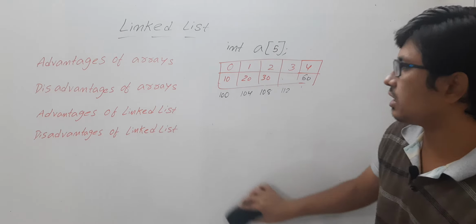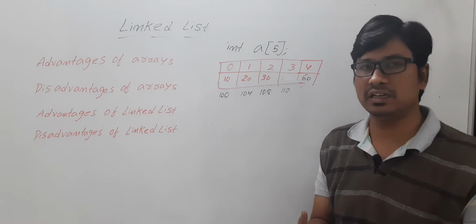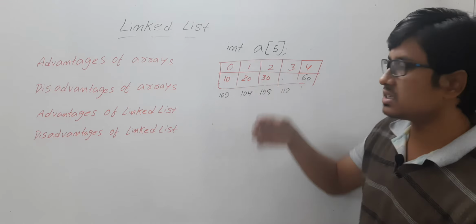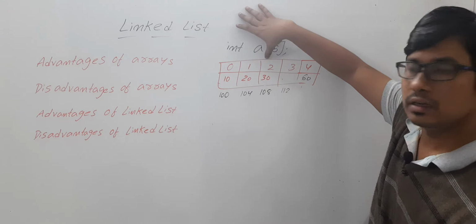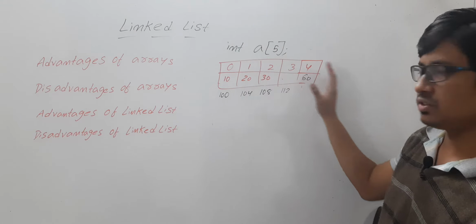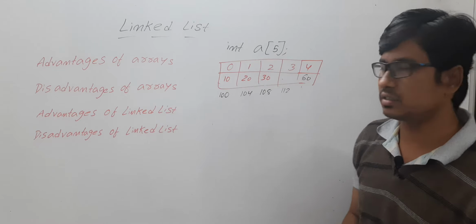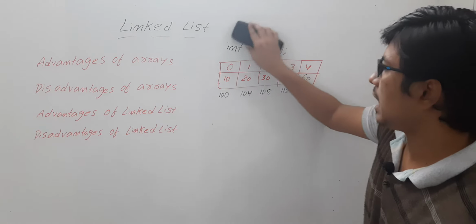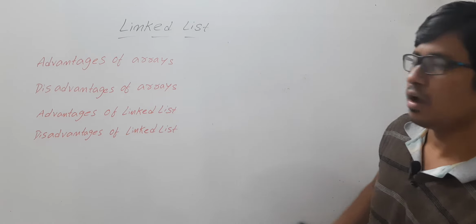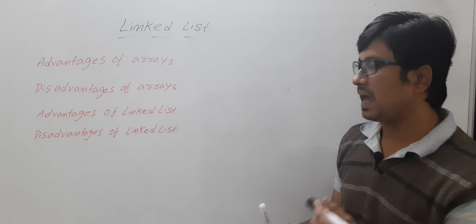So the drawbacks are wastage of memory, which comes from static memory allocation, and another is that if you want to insert any element in the middle or at any particular location, you have to shift all the elements to the adjacent positions and then fix it. So these are the advantages and disadvantages of an array. Then how can we overcome these drawbacks in arrays?